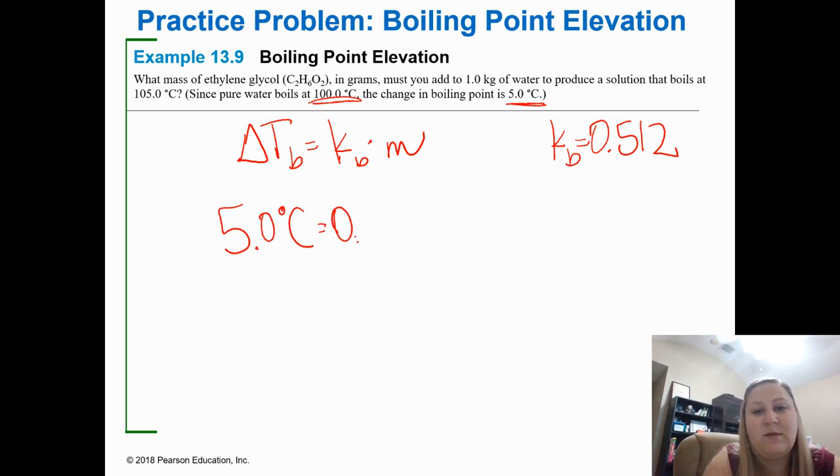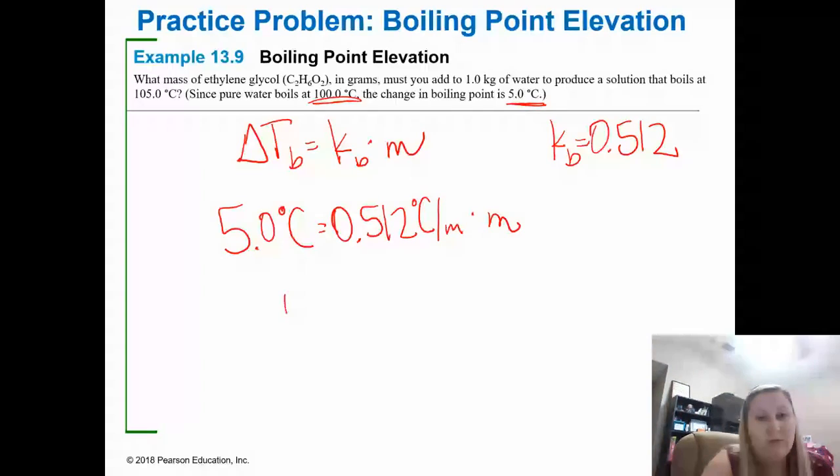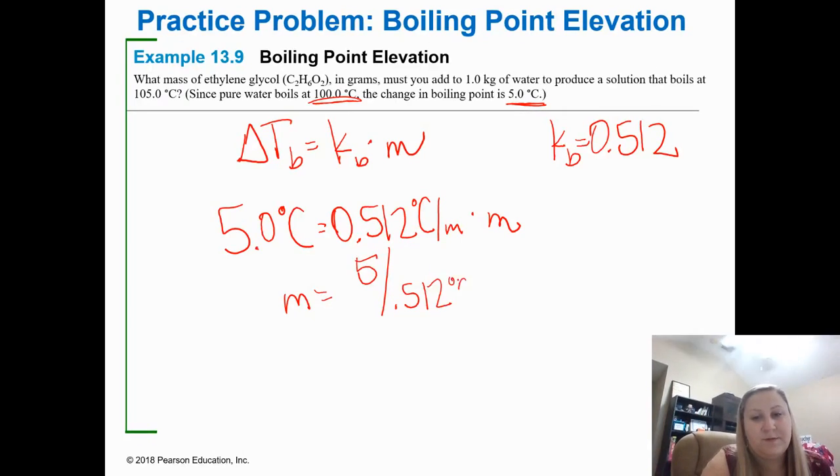And I've got my Kb at 0.512. And I'm looking for the molality. Actually, I'm looking for the mass, but I need to go ahead and solve the rest of it. So to get molal by itself, I'm going to do 5 divided by 0.512.